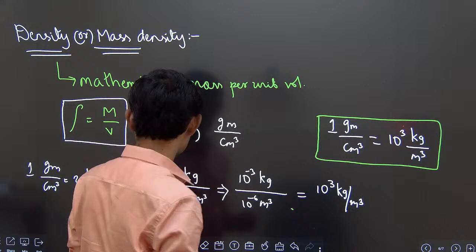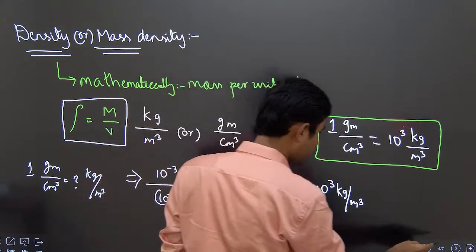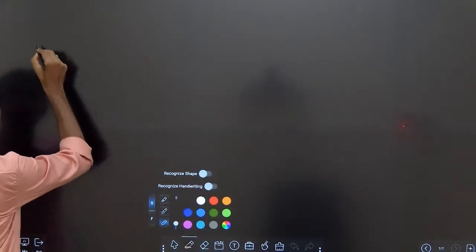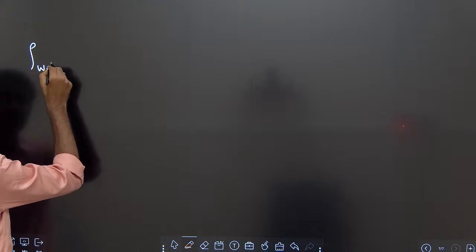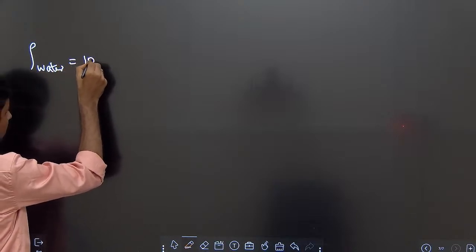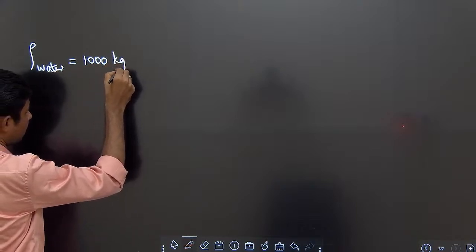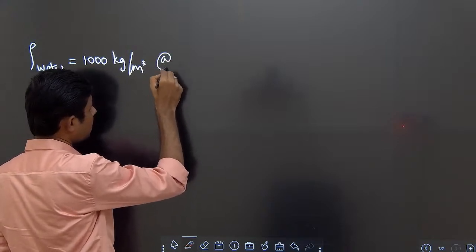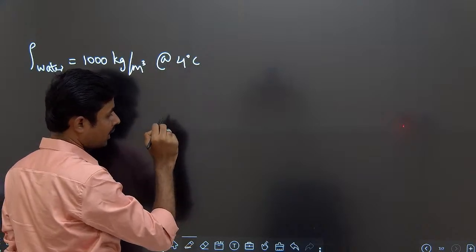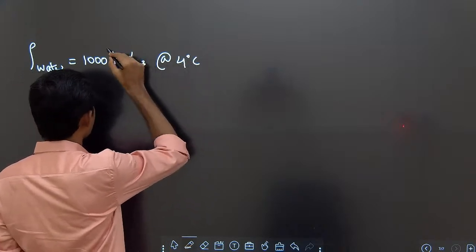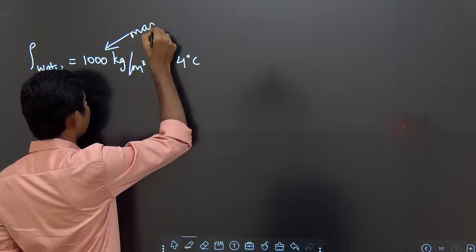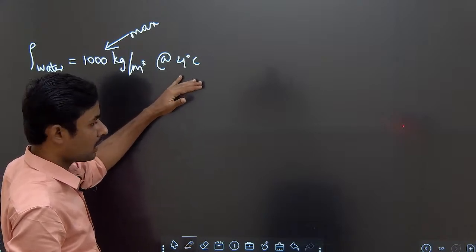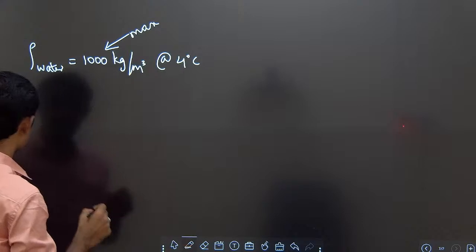Next, we have to remember the density values of a few materials. Density of water is 1000 kg per meter cube, and at 4 degrees centigrade it is at its maximum value. Okay, as temperature varies, the density of water varies. That's why at 4 degrees centigrade we have 1000 kg per meter cube.